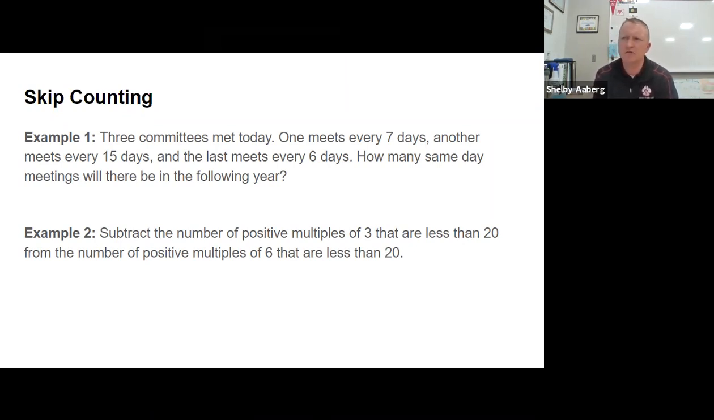That problem comes to us from Colorado State University Math Day. It's a bowl question. And the second problem is taken off of Art of Problem Solving Alcumus. Subtract the number of positive multiples of 3 that are less than 20 from the number of positive multiples of 6 that are less than 20.